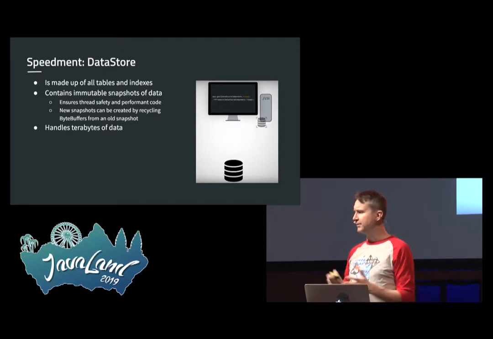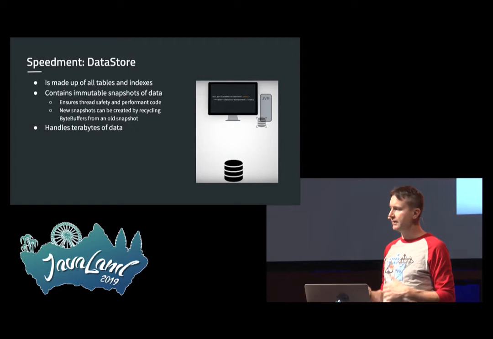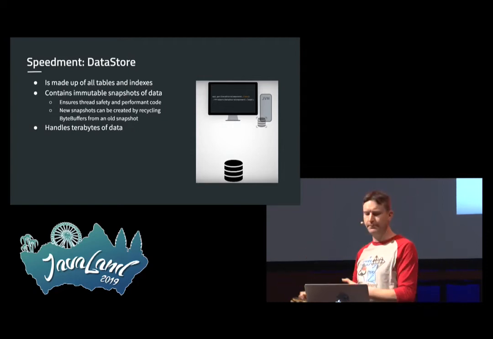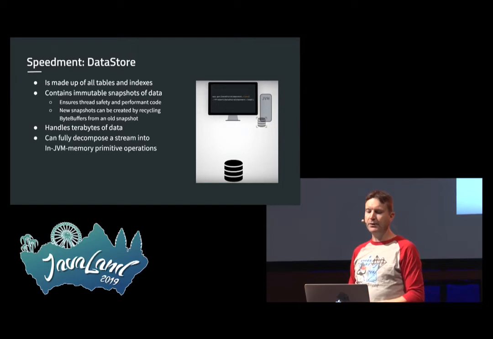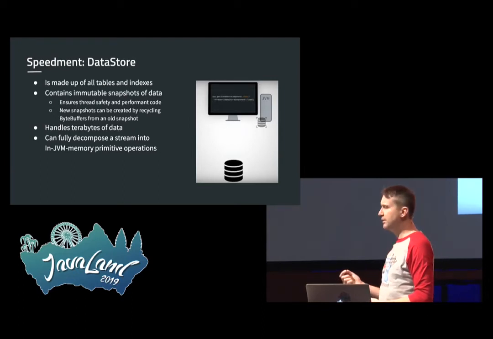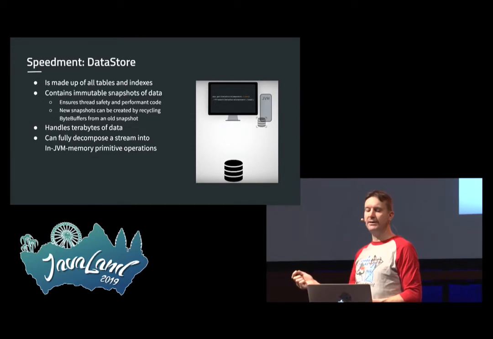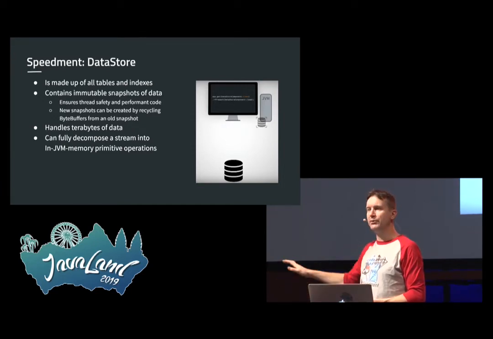And you can have as much data as you have RAM in your server, regardless. It doesn't affect the garbage collector because the garbage collector doesn't see what's off heap. And it can fully decompose a stream into an in-JVM memory primitive operation. So the cool thing here is that you can use streams. And the streams are agnostic. If you don't have the data store, they will use the database. But if you have the data store, they will use the in-memory store. So it's exactly the same API.